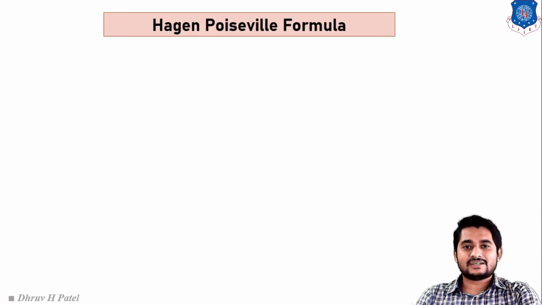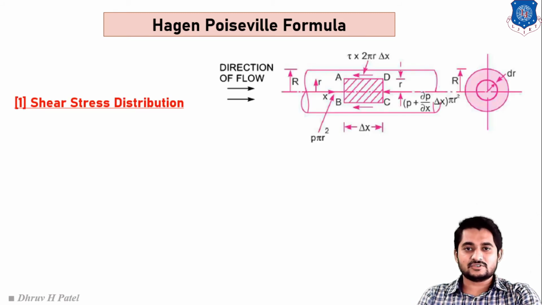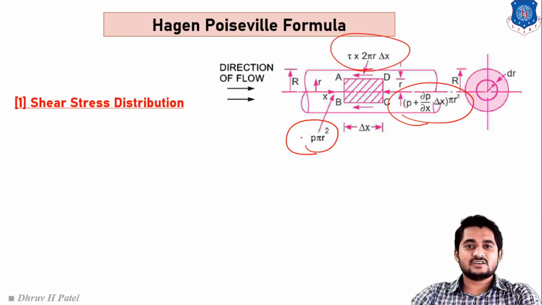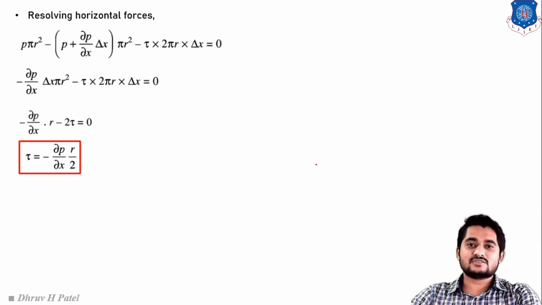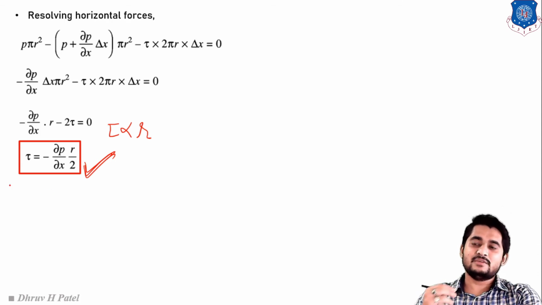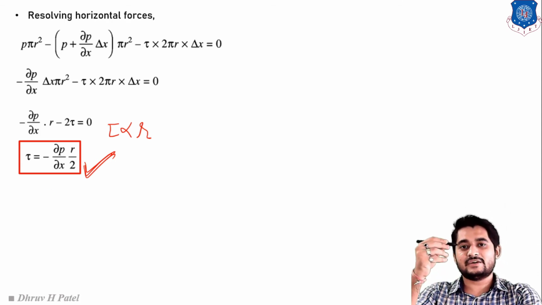Clear students? So let us revise the Hagen-Poiseuille formula step by step and remember it again. So the first segment will be shear stress distribution. In our main sketch there will be three forces. Two forces will be pressure. One is the simple pressure force, the second one is the pressure gradient force, and the last one is the shear stress force. If we balance all the horizontal forces, then we will get the shear stress value, which is tau is equal to minus del p by del x, small r by 2. From it, shear stress tau is proportional to r, and shear stress is minimum at the center and shear stress is maximum at the boundary.